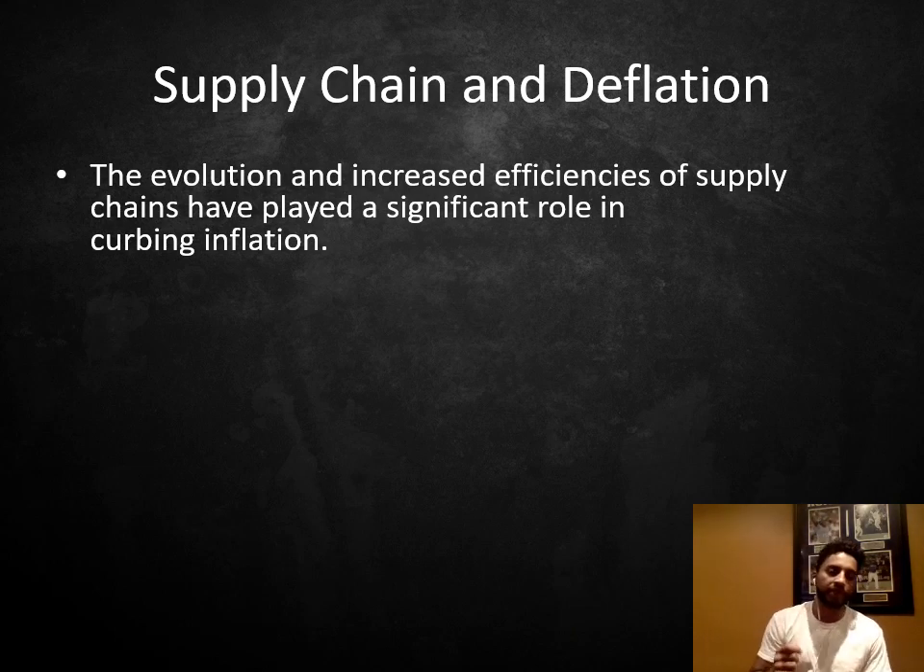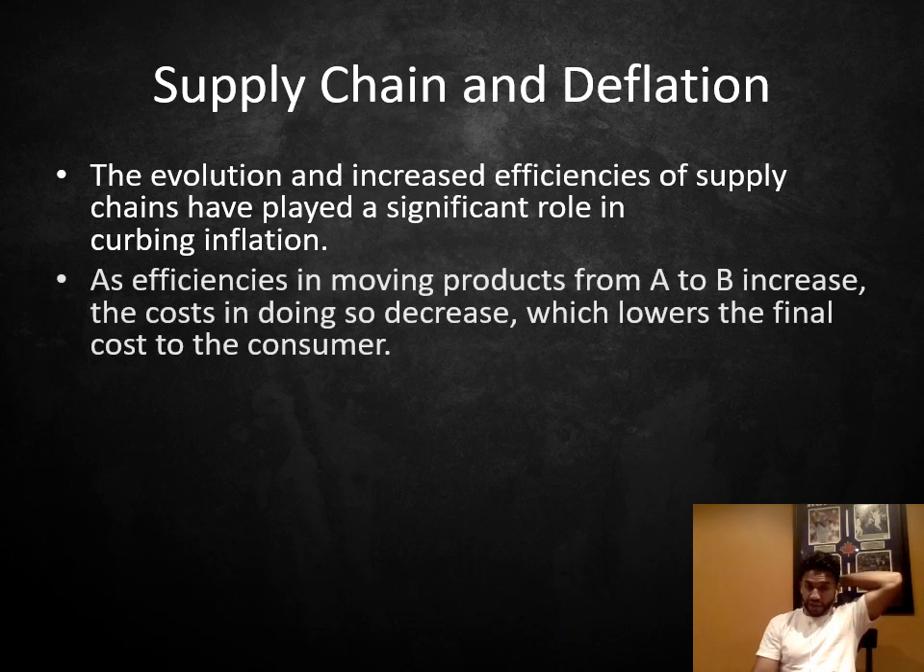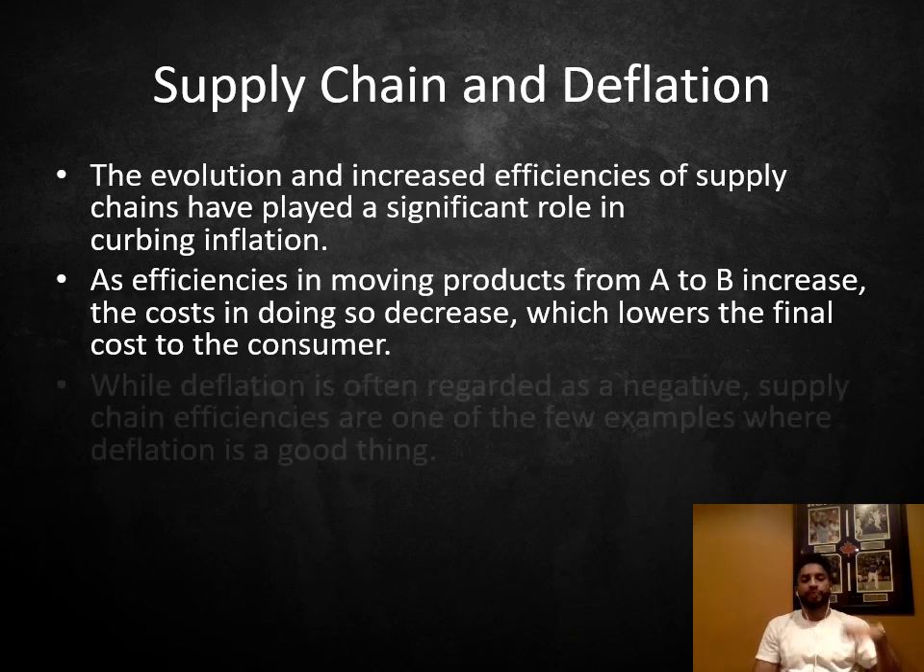But supply chain, what it's doing, since inflation is always going up, because of these wicked great processes in supply chain, it's actually lowering that cost, that inflation, because it's making things a lot more efficient. Okay? So as efficiencies in moving products from A to B increase, the cost in doing so decreases, which lowers the final cost to the consumer. Perfect. As long as you're more efficient, your costs go down.